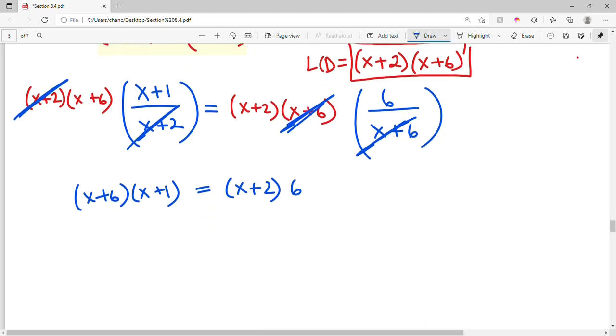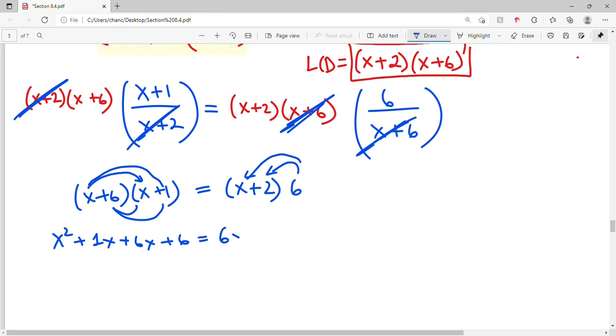To solve this, we need to multiply this out. I'll multiply x times x, which is x squared. X times 1 is 1x. 6 times x is 6x. 6 times 1 is 6. On the right, we could distribute the 6. This is 6x plus 12. Let's collect like terms. We have x squared plus these two make 7x. And we'll drop down the plus 6. On the right, I'll just copy 6x plus 12.